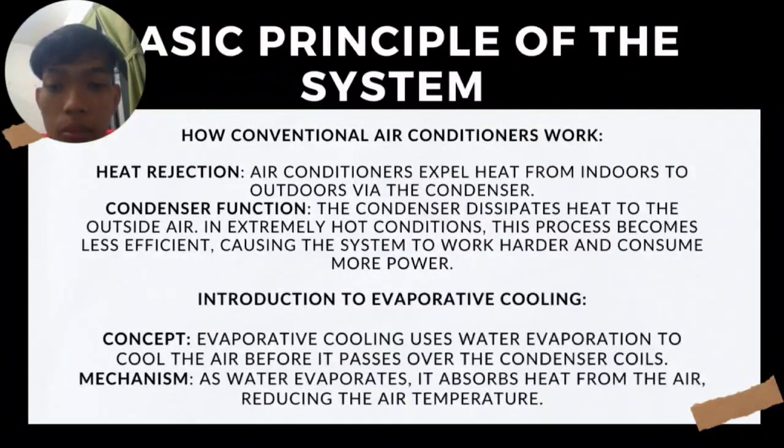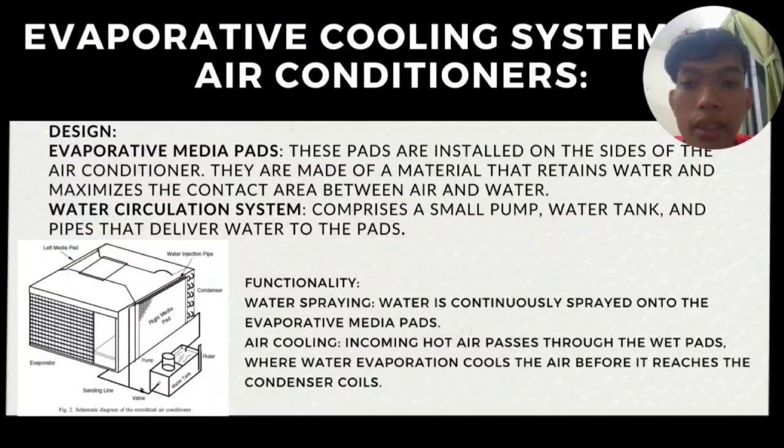So the main concept is evaporative cooling uses water evaporation to cool the air before it passes over the condenser coil. So the mechanism: as water evaporates, it absorbs heat from the air, reducing the air temperature. There are two main designs for this system. First, evaporative media pads. These pads are installed on the side of the air conditioner. They are made of a material that retains water and maximizes the contact area between air and water.